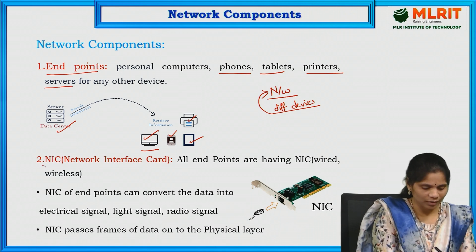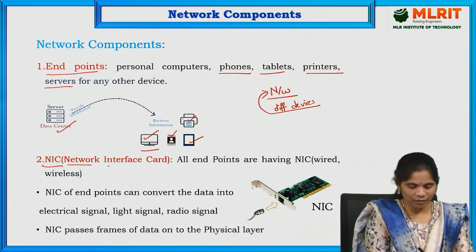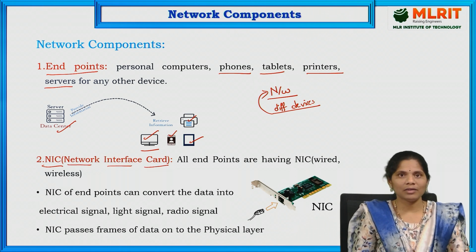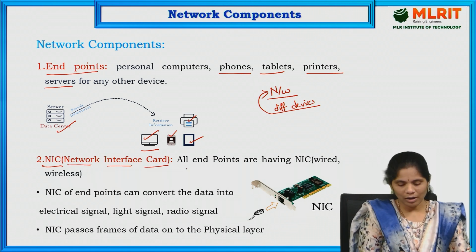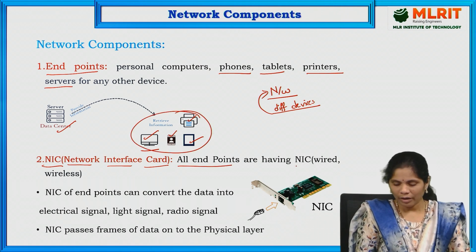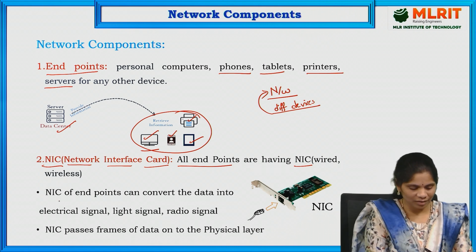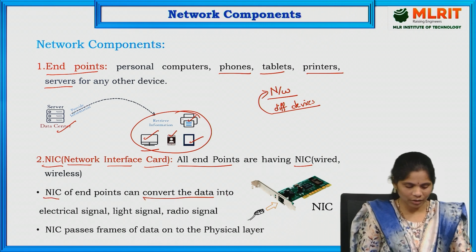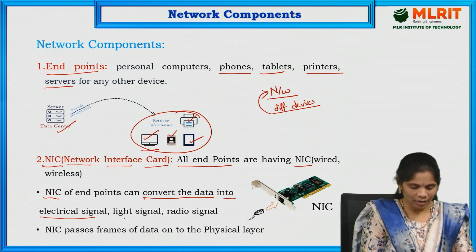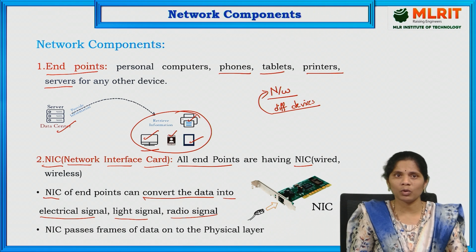And the next one is NIC. What is NIC? NIC is nothing but network interface card. All these endpoints have a NIC, that is, a network interface card. What is the main aim of this NIC? For converting the data into electrical signals, light signals and radio signals, we are going to use the NIC.